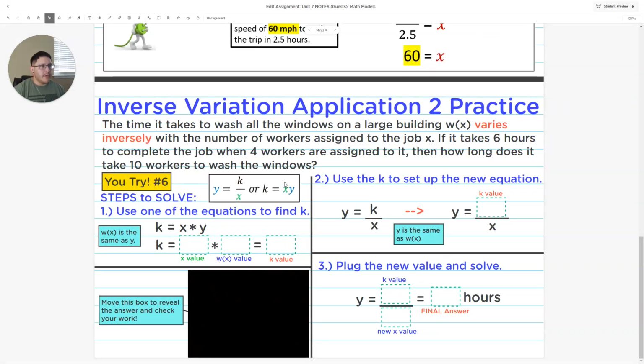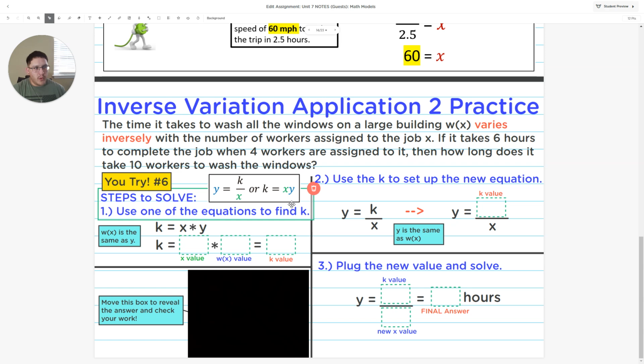Okay, you try number 6. The time it takes to wash all the windows on a large building, W of X, varies inversely with the number of workers assigned to the job, X. If it takes 6 hours to complete the job when 4 workers are assigned to it, then how long does it take 10 workers to wash the windows?